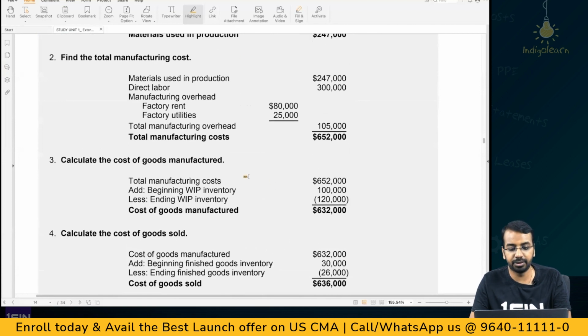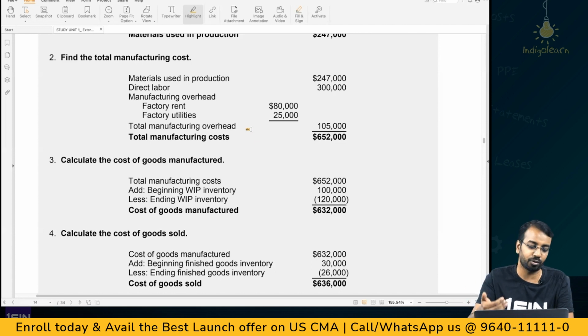Okay, so with this we covered broadly the items related to assets, liabilities, equity, income, and started with expenses and cost of goods sold.